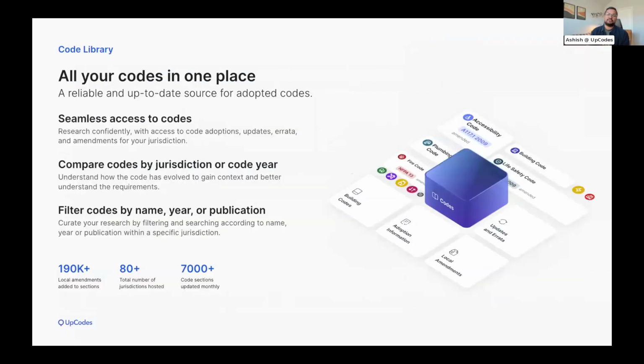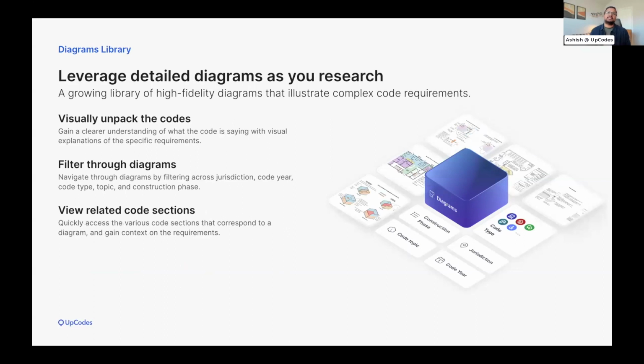So just to dive in for a second with our libraries, our first library that so many of you already know is Code Library. Code Library is your reliable and up-to-date source for adopted codes. We have over 4,800 city, state, and federal codes, over 190,000 local amendments, over 80 jurisdictions hosted, and on average, there are 7,000 code sections that are updated monthly by our content team. With Code Library, you have seamless access to codes. You can compare codes by jurisdiction or code year, and you can even filter those codes by name, year, or publication.